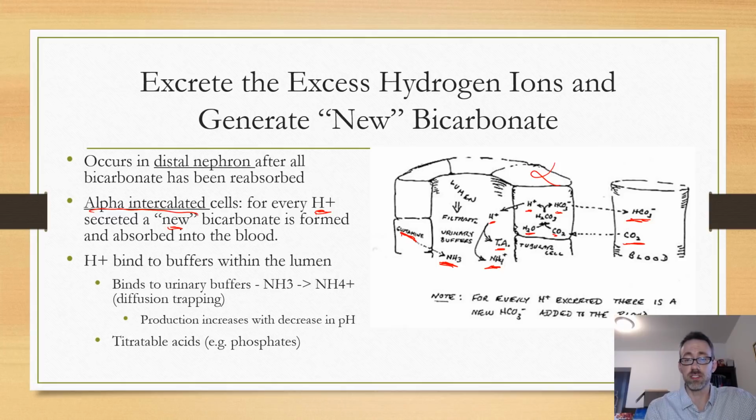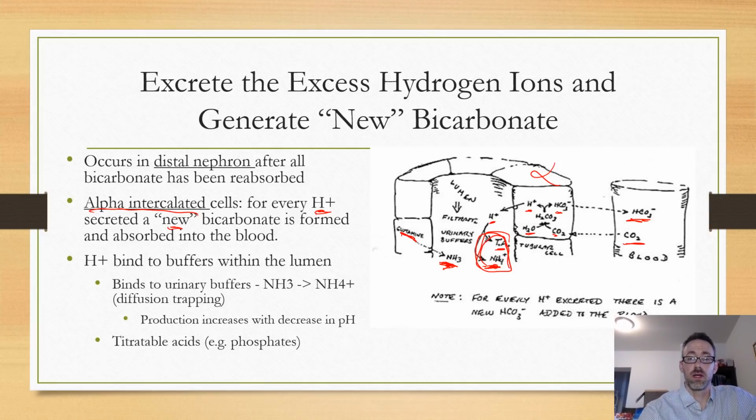to bind to these buffers, the titratable buffers like phosphates, and it's also going to bind to NH3. NH3 is probably the most important because the phosphates are going to be finite in amount, but our collecting duct here can produce NH3 as needed. So if we're more acidic, it'll produce more NH3 to help buffer the acids. So that'll produce NH4, and so the protons get buffered. There's very little free proton that ends up in the urine. It gets buffered, primarily by these buffers right here.